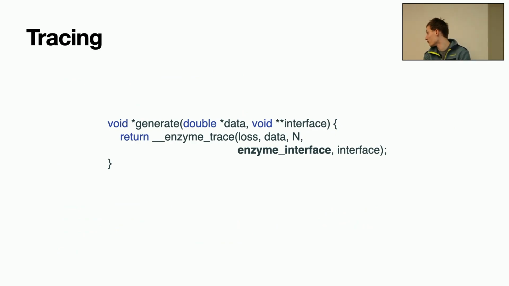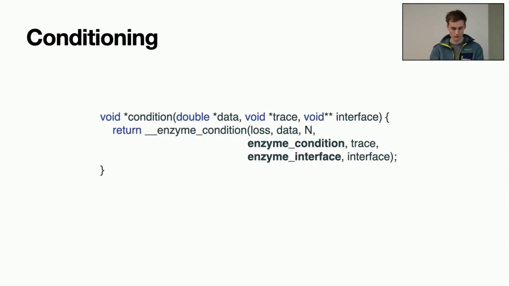So here's how we would invoke the tracing for the given example we saw. We basically call Enzyme trace, pass the function we just saw, the data, the size of the data depending on your model, and the interface we already saw. That's the same for conditioning. You just need to pass an extra trace with the values you might want to condition on.